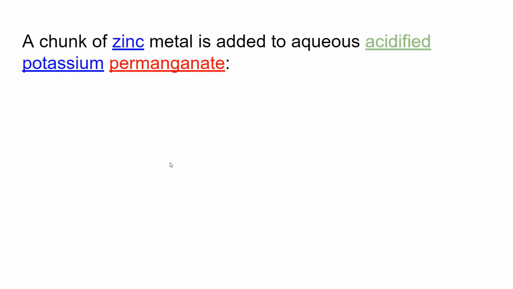A chunk of zinc metal is added to aqueous acidified potassium permanganate. Now, if you recall from our last video, when we were working on double replacement reactions, we had two different compounds. In this equation, we only have one compound. And to understand what's actually going to happen in this, we're going to need to know what happens when an oxidizing agent or a reducing agent is in a reaction.